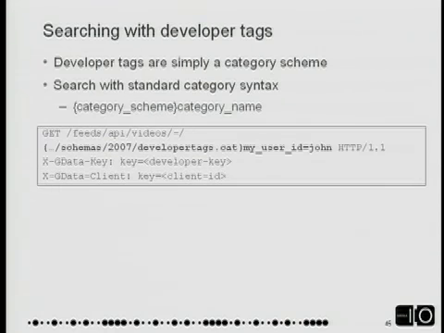So we put our developer tags in, and then how do we actually use them to get information back out? As we said, developer tags are simply another type of category, and you can use the standard Google Data syntax for searching within a category. So you put the category scheme in curly braces, and then the category name. In this case, the category name is whatever tag you specified.